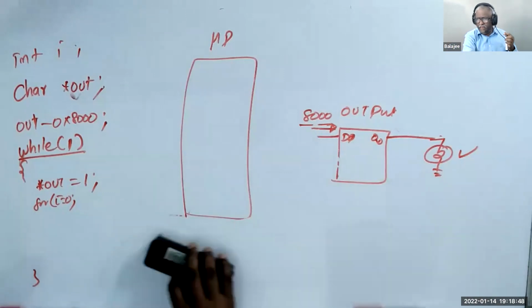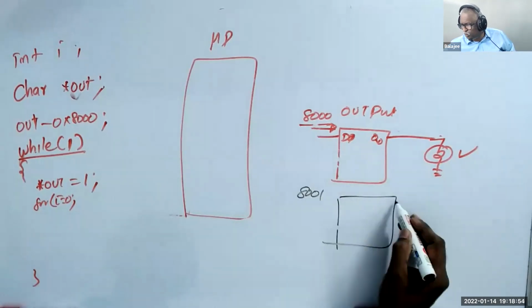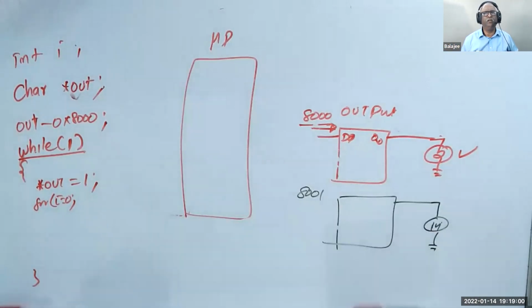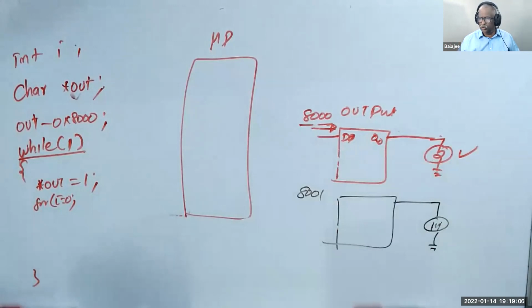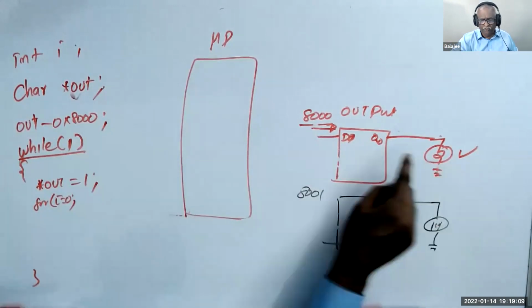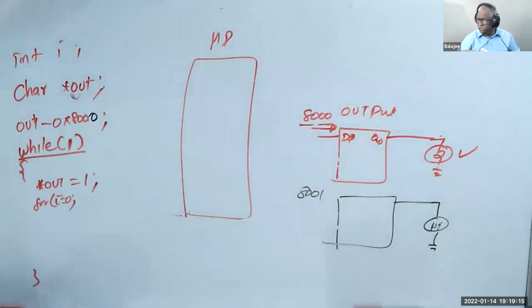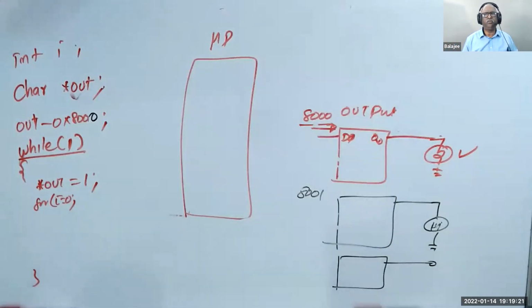For example, let us assume that I have one more output, that is 8,001. I connected a motor. Now you have to decide whether I want to switch on the LED or the motor. So if you say 8,000, it will switch on the LED. If you say 8,001, it will switch on the motor. So you can have n number of outputs like that. Not just one, you can have anything. You can control n number of LEDs and n number of motors.